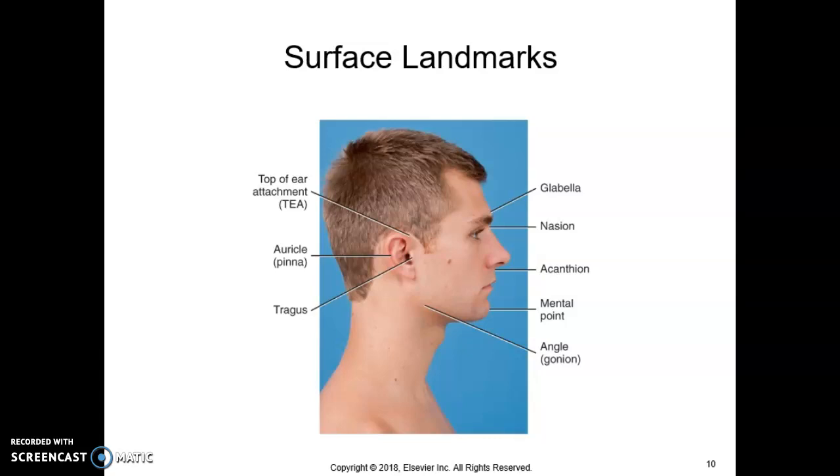And again, they haven't mentioned it yet, but the hole in the middle would be your external auditory meatus, or your EAM. It's another really important positioning landmark. Again, you can kind of see the area of where they have the glabella, the nasion, the acanthion, and the mental point, as well as the angle or the gonion.